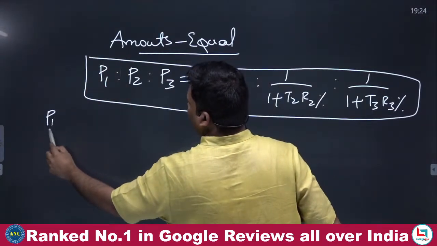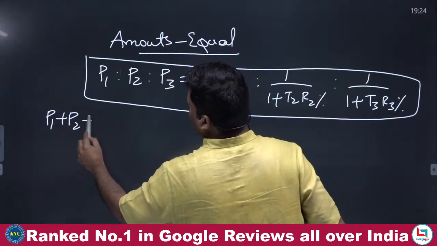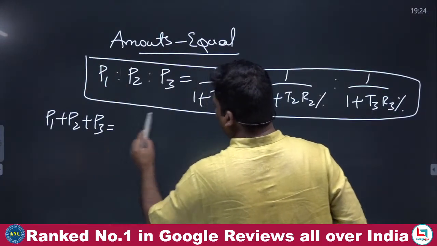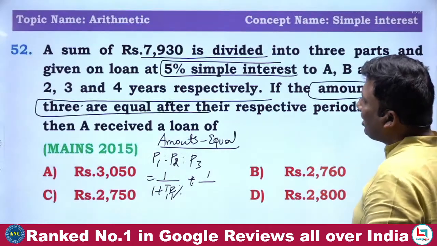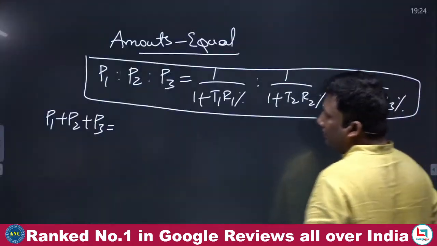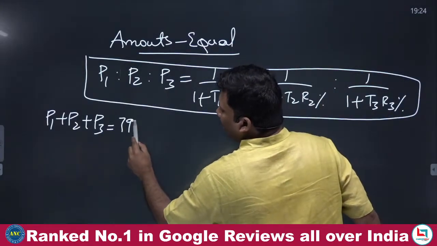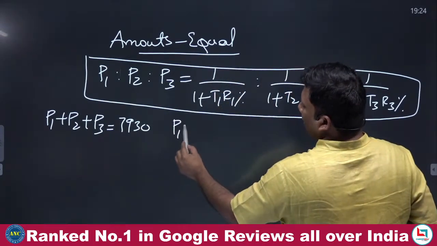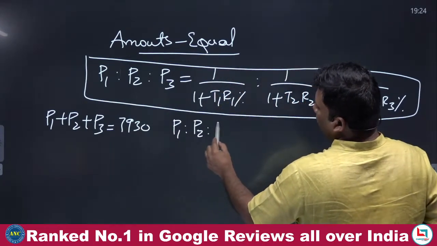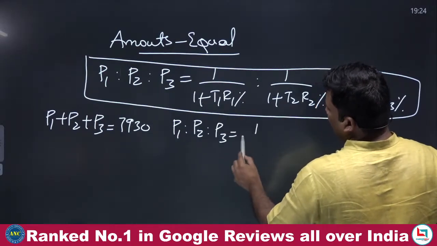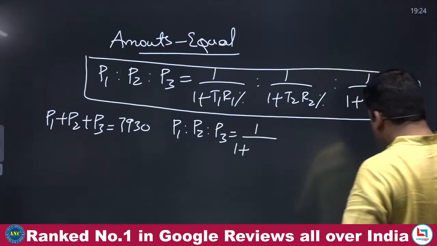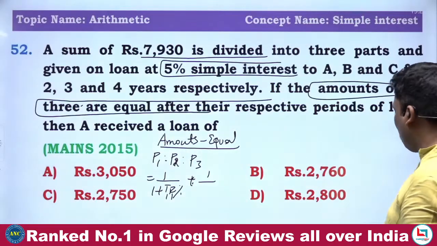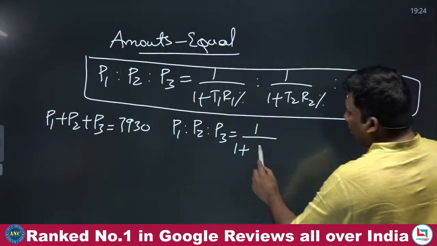So what is given in the question? Total sum is P1 plus P2 plus P3. How much is it given? 7930. It is clear. Now we will find the ratio. P1 is to P2 is to P3 is equivalent to 1 by 1 plus, what is the first time period? 2, 3 and 4.